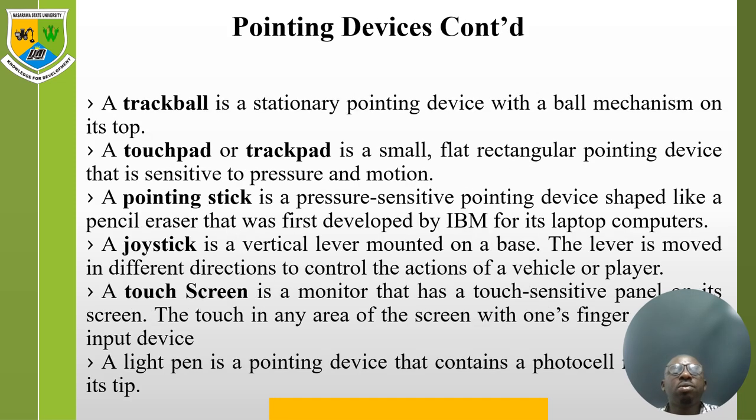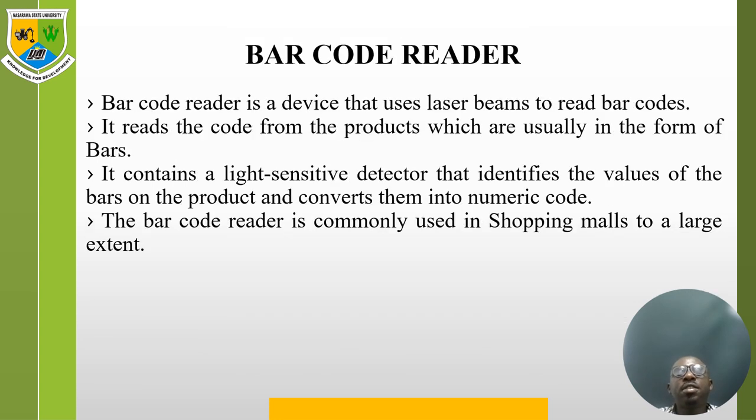Pointing devices continue. These are just explanations of some of the pointing devices. We have the trackball. It's a stationary pointing device with a ball mechanism on the top. The touchpad, a pointing stick, a joystick, touchscreen, a light pen. These are all pointing devices.